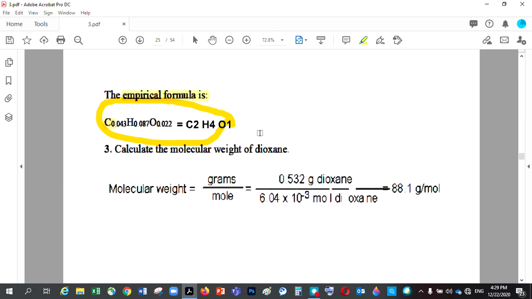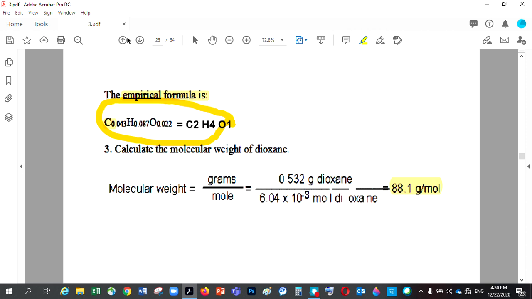This is the empirical formula of the dioxane, correct? Now, what is given to me, correct? It's given to me the number of grams and the number of moles of dioxane. So the molar mass of the dioxane is this amount, 88 grams per mole.